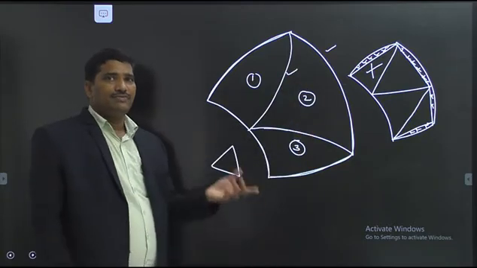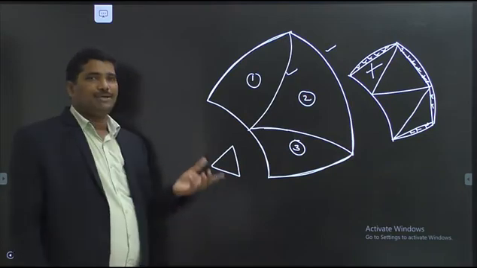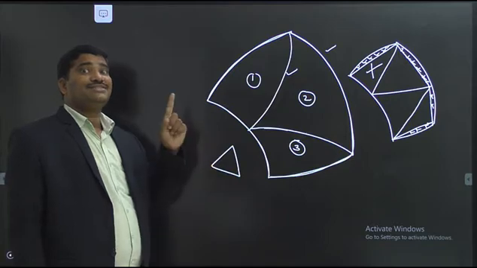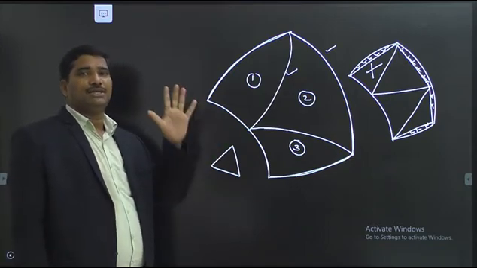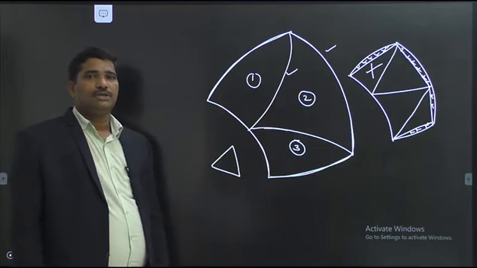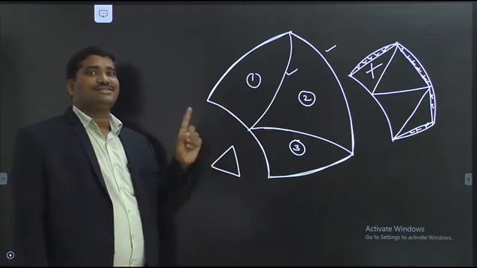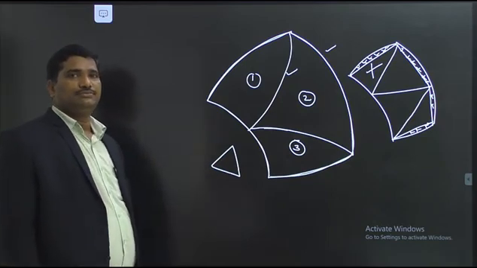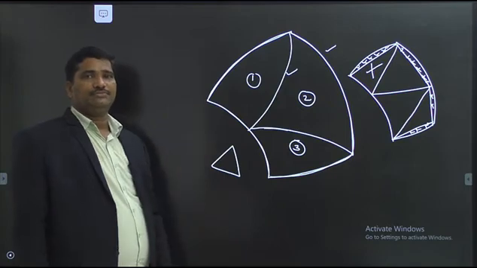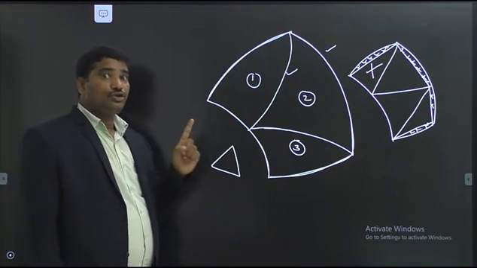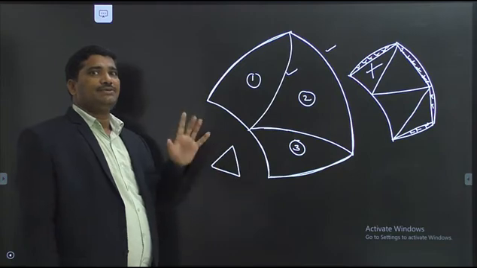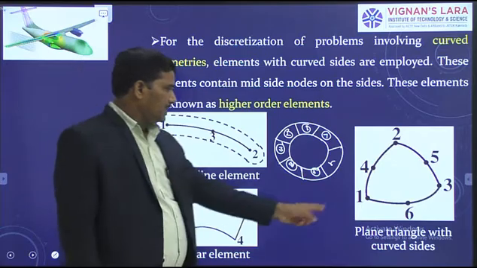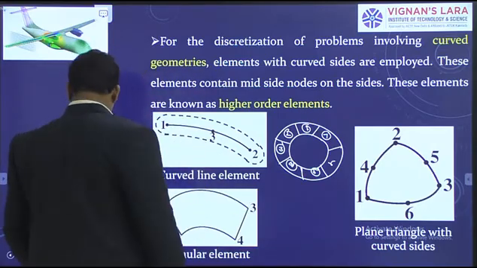This is the reason why, when you solve a problem using the finite element method, choosing the element is the first step. You have to choose the suitable element. Choice of the element is the first step. You have to choose the finite element correctly, otherwise it is a wrong solution. So, plane triangle with curved sides. Next.